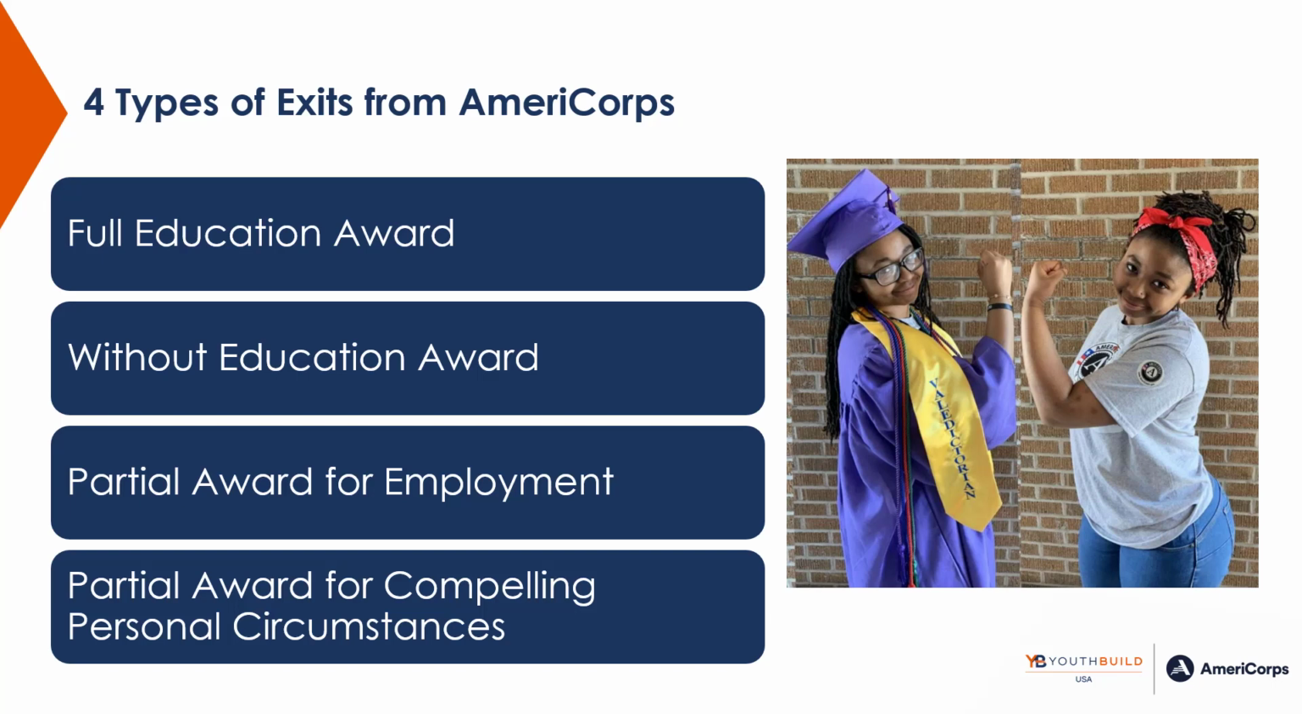With that, we're going to switch gears. In the next part of this video, we'll be discussing the 4 different types of exits available for YouthBuild AmeriCorps members. AmeriCorps exits can be separated essentially into 4 categories. These are exits for full education awards, exits without any education award, then early exits with partial education awards due to employment, and early exits with partial education awards due to compelling personal circumstances. We will discuss special requirements, procedures, and particularly documentation needed for each of these types of exits next.